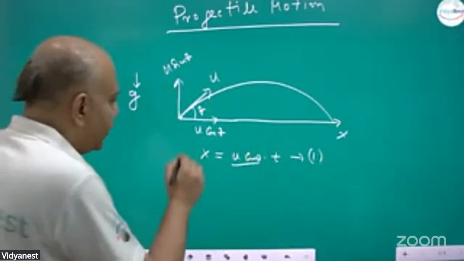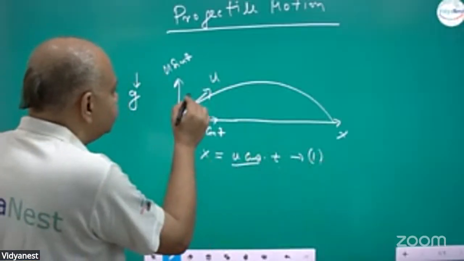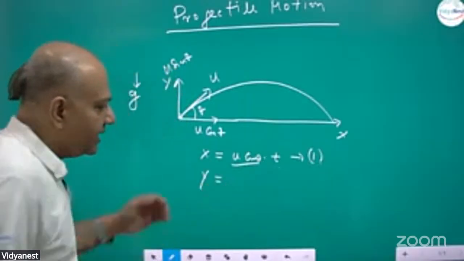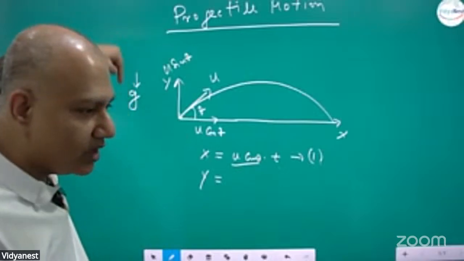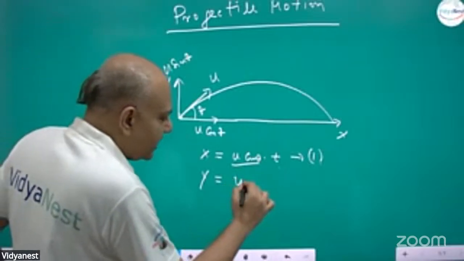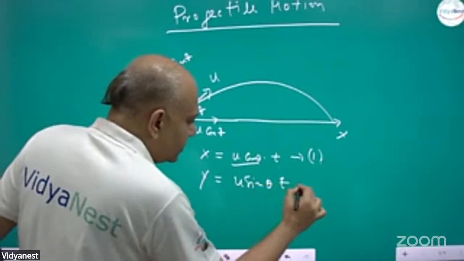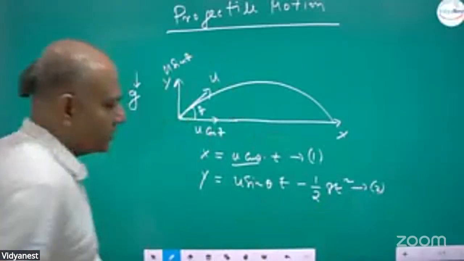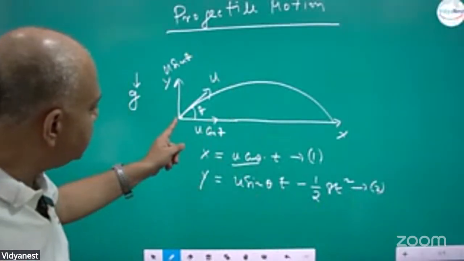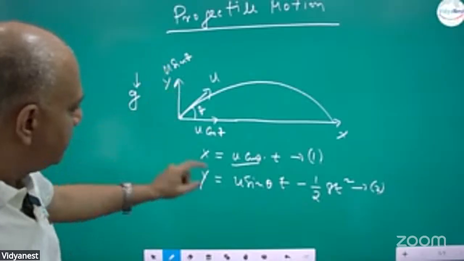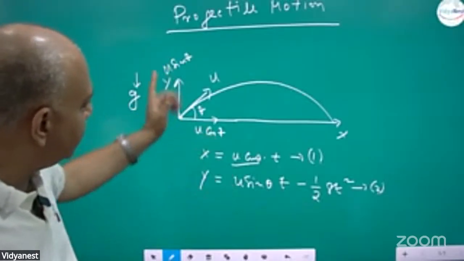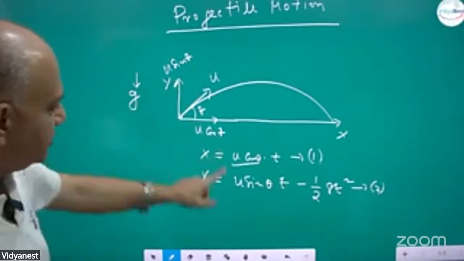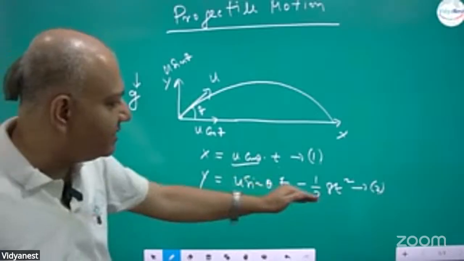Then if I take the y-axis, and write y, the acceleration due to gravity is downward. So you can write u sine theta into t minus half g t square. So u sine theta is the initial vertical component of velocity, because u is the actual velocity, and it has a component vertically upward, that is u sine theta. So u sine theta t minus half g t square.